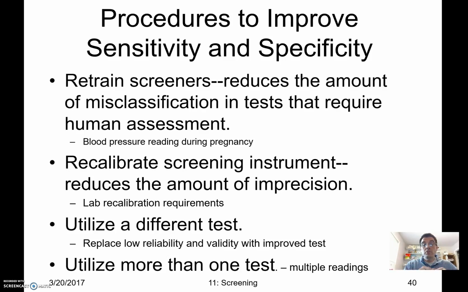You may need to utilize a different test that's out there, replacing a test with low reliability or low validity with an improved test that has been introduced. Or you may need to use more than one test and do multiple types of readings to improve that sensitivity and specificity.